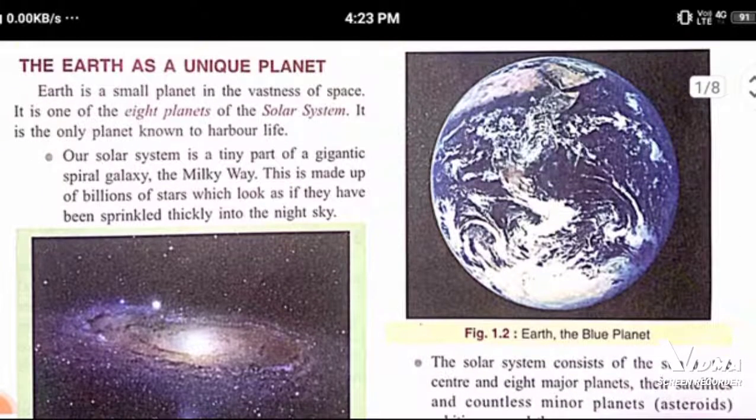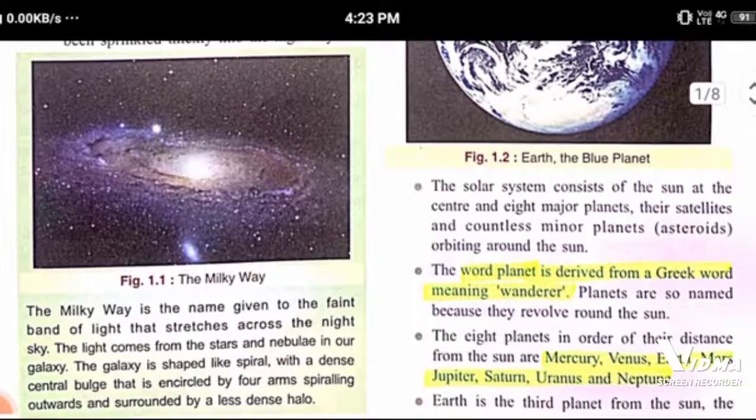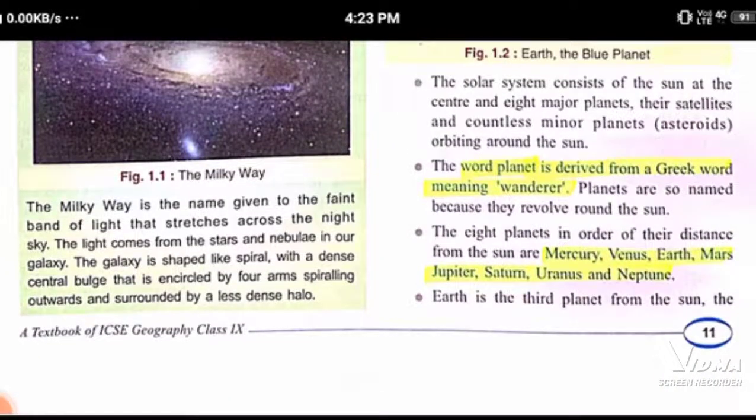Now we are going to discuss the next topic. We are discussing how Earth is a unique planet. Now they are discussing the solar system. The solar system consists of the sun, which is at the center, and the 8 major planets.